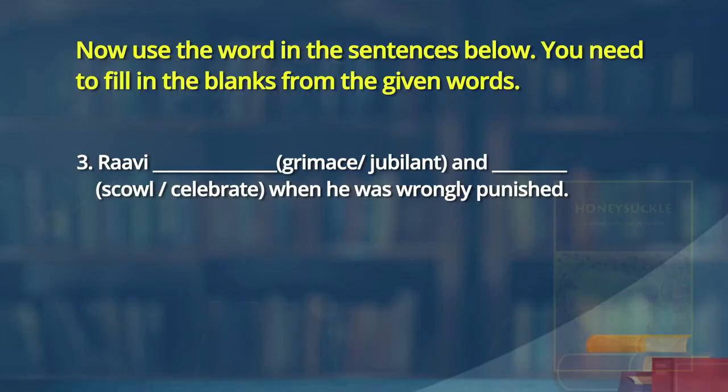Okay. Now, third one, Ravi, grimace or jubilant and scowl or celebrate when he was wrongly punished. This would be, Ravi grimaced and scowled when he was wrongly punished. Okay. So, grimace or scowl are kind of disgusted expressions. Okay, fine. Again, see, it is not that words are learned simply by doing it once.